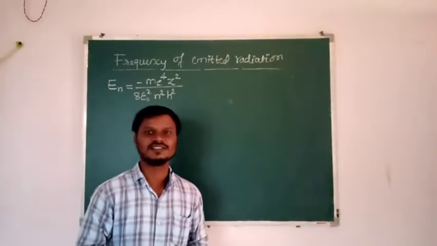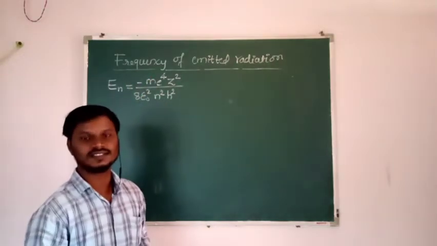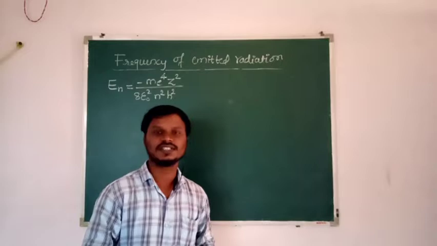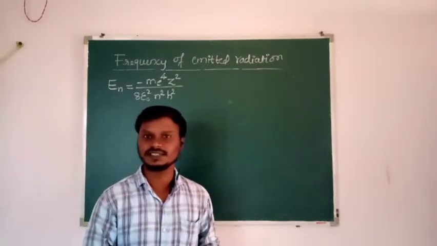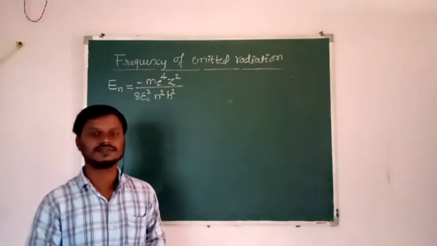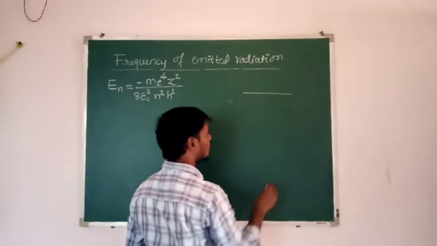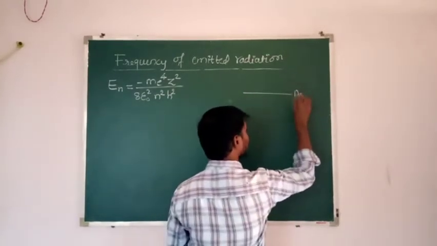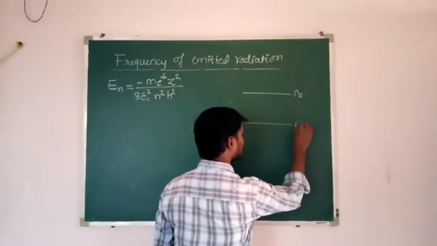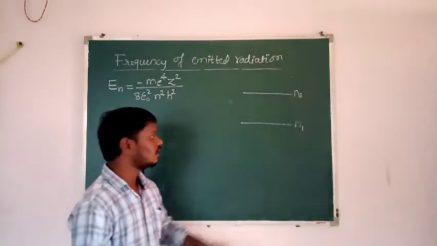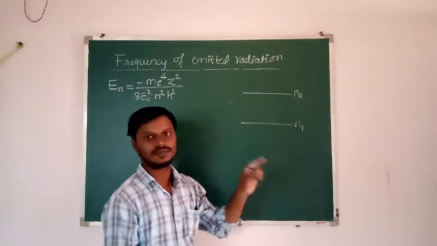Hello dear students, in today's class we are going to derive the expression for frequency of emitted radiation. According to Bohr's postulate, when an electron jumps from a higher orbit to a lower orbit, an electromagnetic radiation, or an electromagnetic wave, is emitted. See here, let us consider this is the higher orbit, N2, and this is the lower orbit, N1. Here N1 and N2 are nothing but the lower orbit and higher orbit respectively.